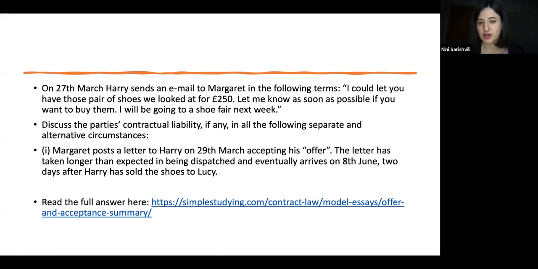Margaret posts a letter to Harry on 29th of March accepting his offer. The letter has taken longer than expected in being dispatched and eventually arrives on 8th of June, 2 days after Harry has sold the shoes to Lucy.